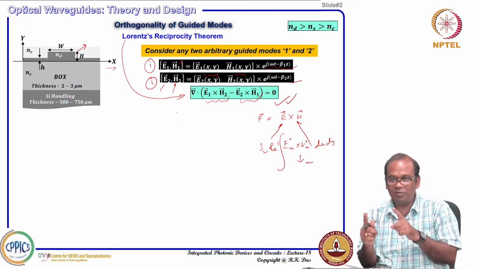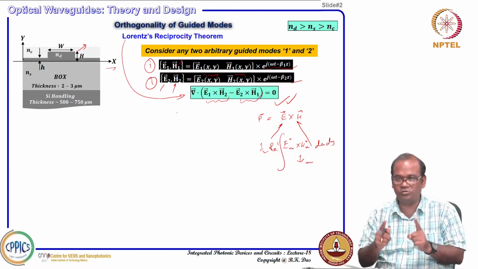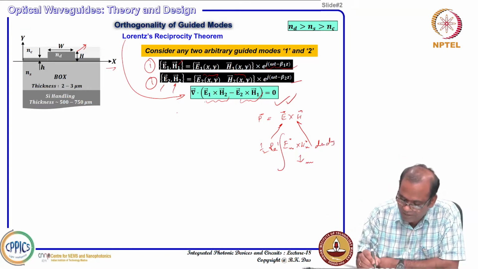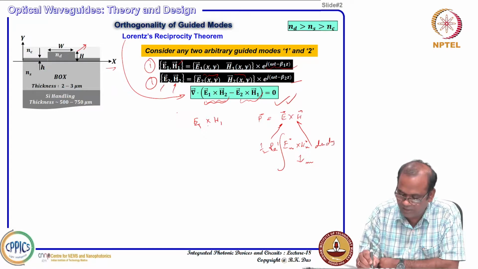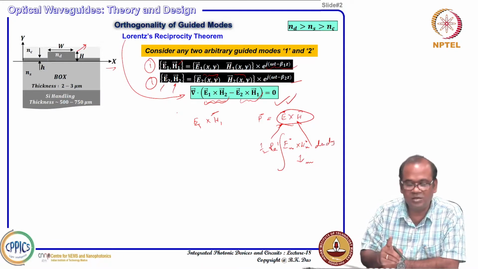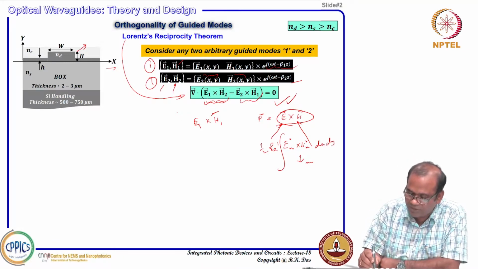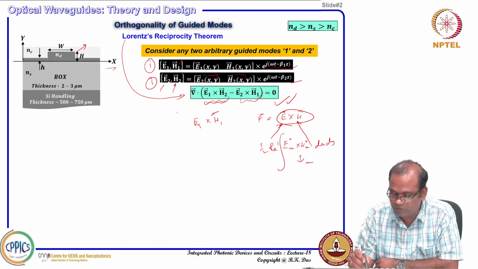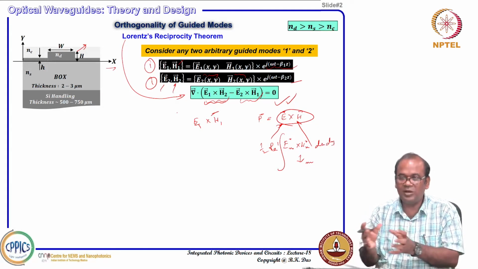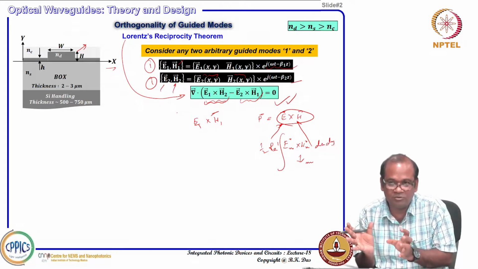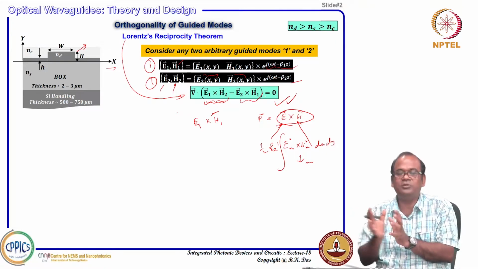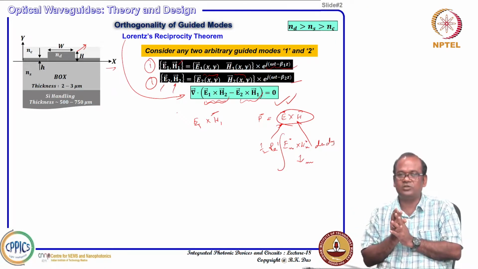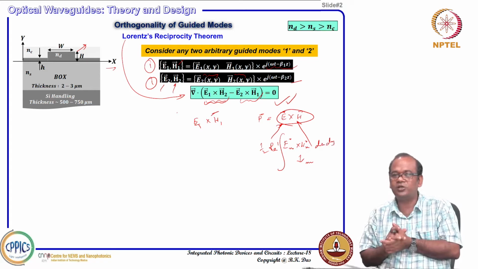But in this case we are involving two modes, not one mode. If two modes are there, then I try to get E1 cross H2, not E1 cross H1, because E1 cross H1 is the power carried by the one mode. We are considering E1 and H2 and vice versa, E2 and H1. They will have some value, but if you subtract them and take the divergence, the total value will be 0. I want to prove that first, because that will be helpful for setting up the orthogonality condition for the guided modes.